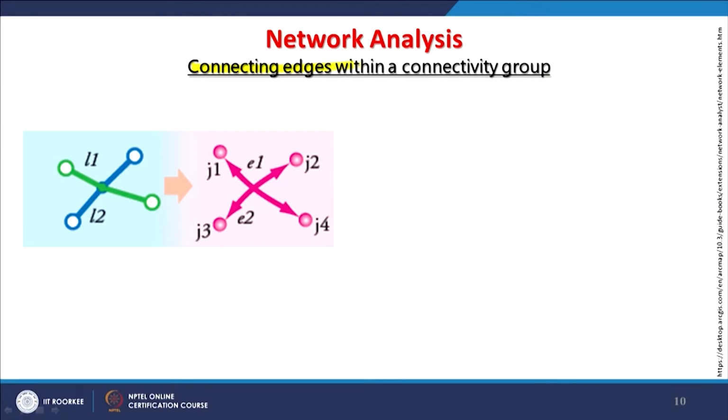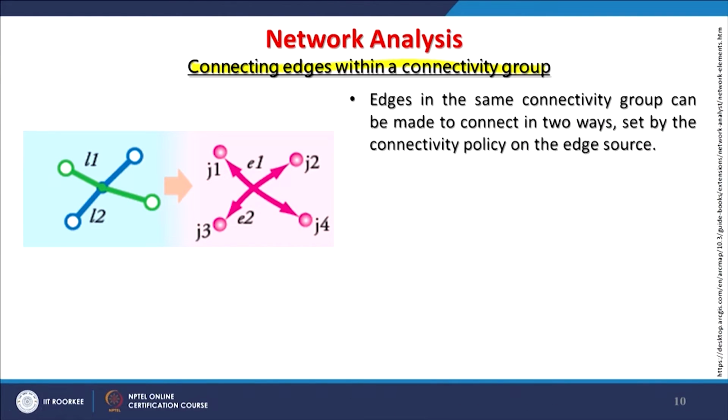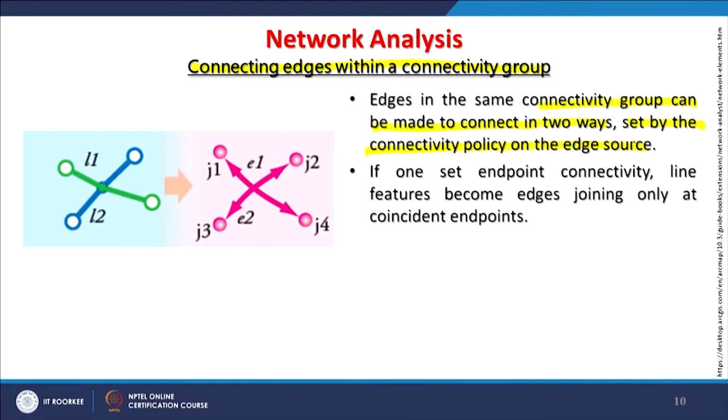Now, if we take connecting edges within a connectivity group, how are they connected? Here, edges in the same connectivity group can be made to connect in two ways. The first is by the set of connectivity policy on the edge source. If one sets endpoint connectivity, the line feature becomes an edge joining only at the coincident endpoint. Like here, where you are seeing one junction, two lines are there.